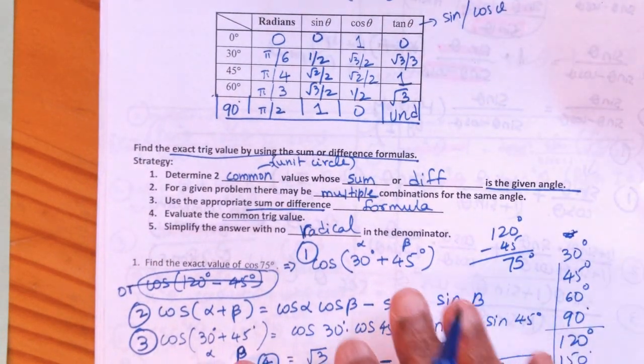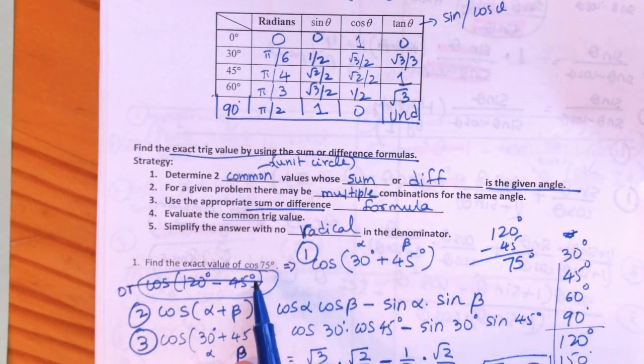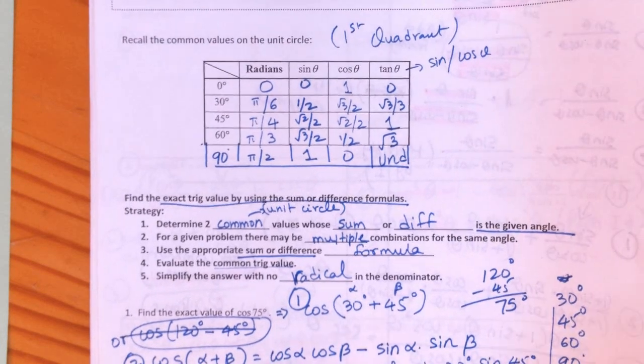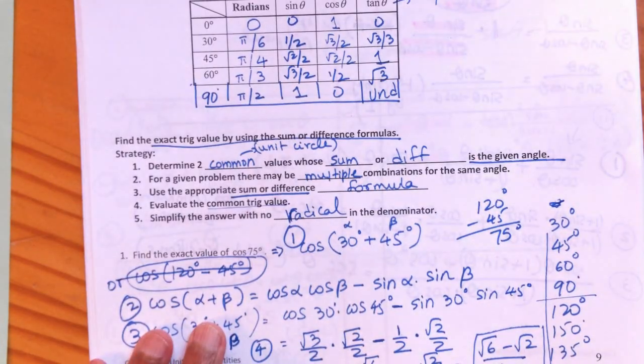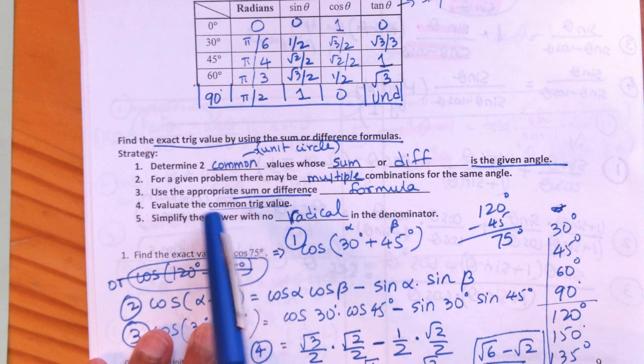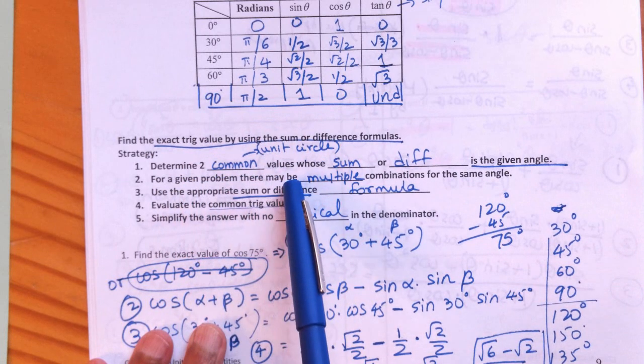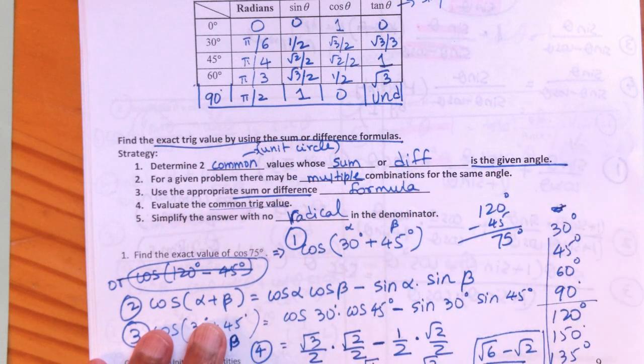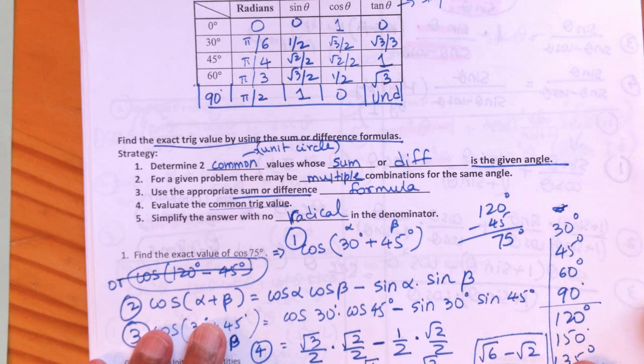And I had made you guys do one of the problems where we split up cosine of 75 degrees as cosine of 30 plus 45. So that's the premise of this whole particular section, that you're given an angle that is not on the unit circle, but you rewrite it as a sum or difference of two angles that are on the unit circle. And the instructions are right here. That's why it says determine two values whose sum or difference is equal to the given value. That's the premise of this whole section.